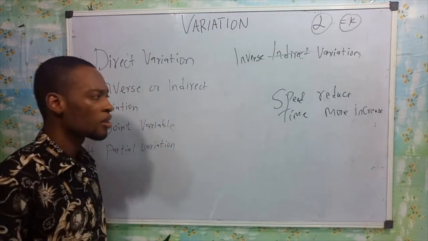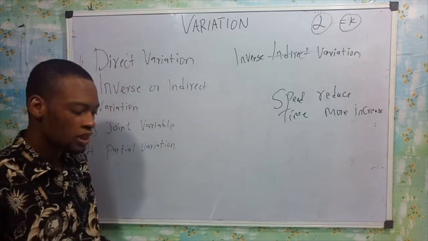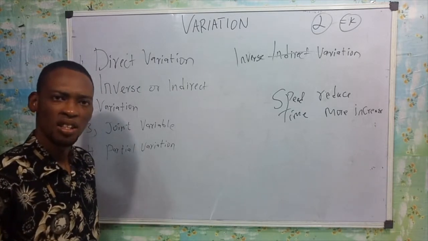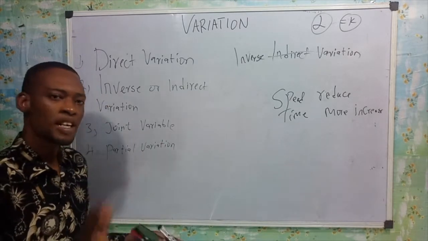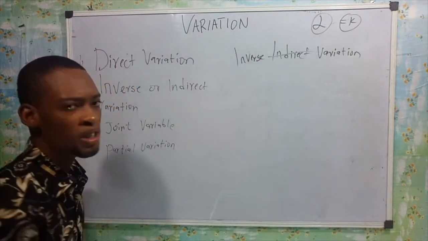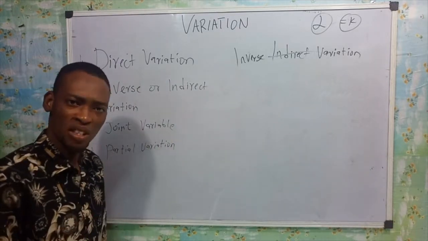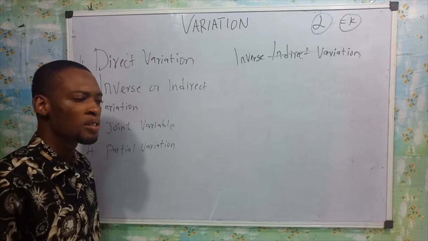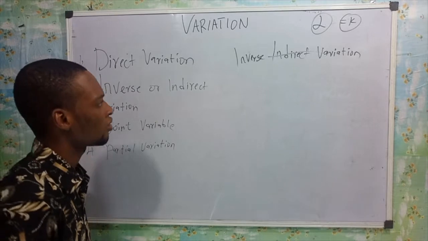And you understand? So the faster I move, the lesser time I need to get there. So it's not affecting me directly, it's affecting inversely. You get the gist? So as one increases, the other one reduces. So that is inverse variation for you. Now, how do we solve for inverse variation, and how do we interpret inverse variation mathematically? And how do I know that a statement is telling me to solve variation by the inverse method? It's simple.